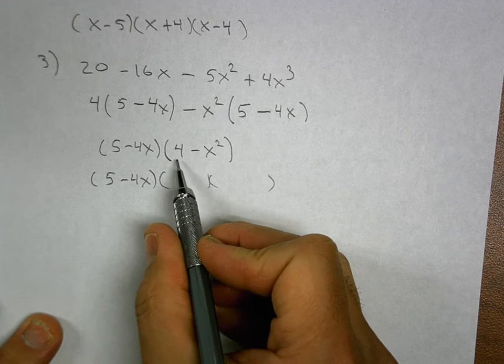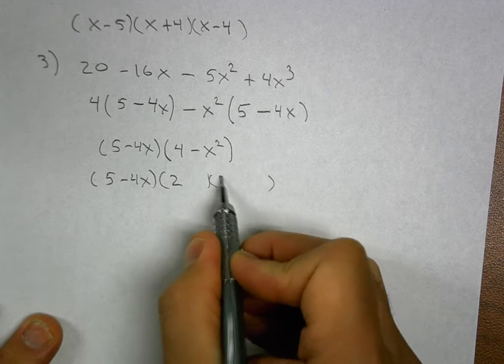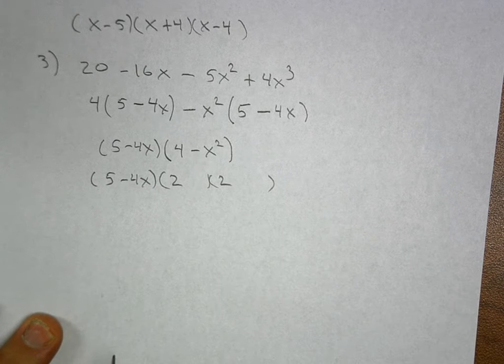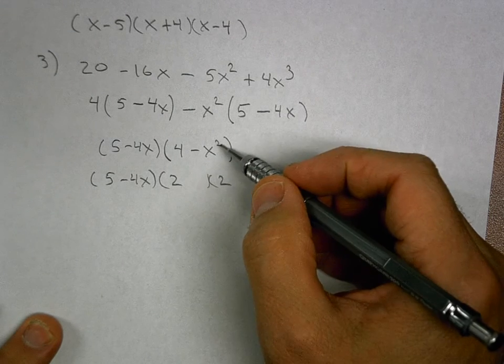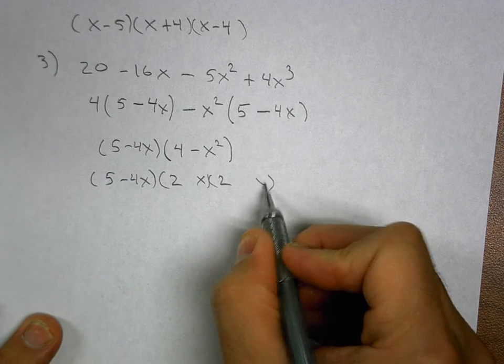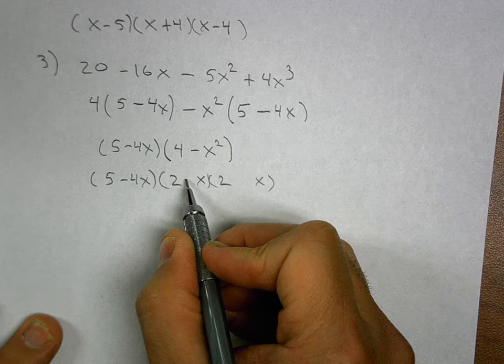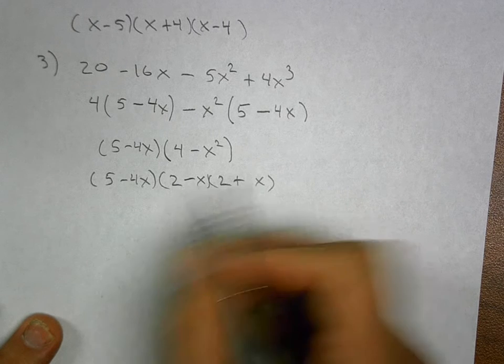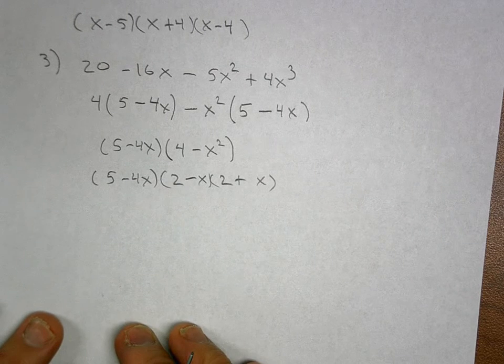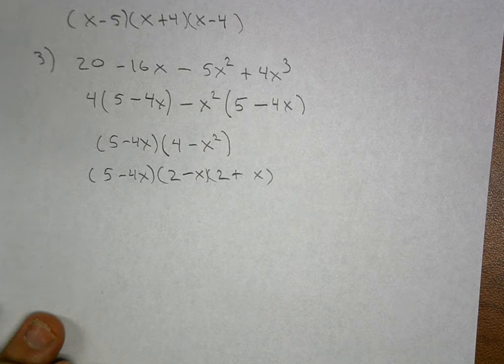So what times what is 4? 2 times 2, right? And then what times what is x squared? Well, x times x. So we could do 2 minus x, 2 plus x, and there we go. Okay, now that's factored completely.